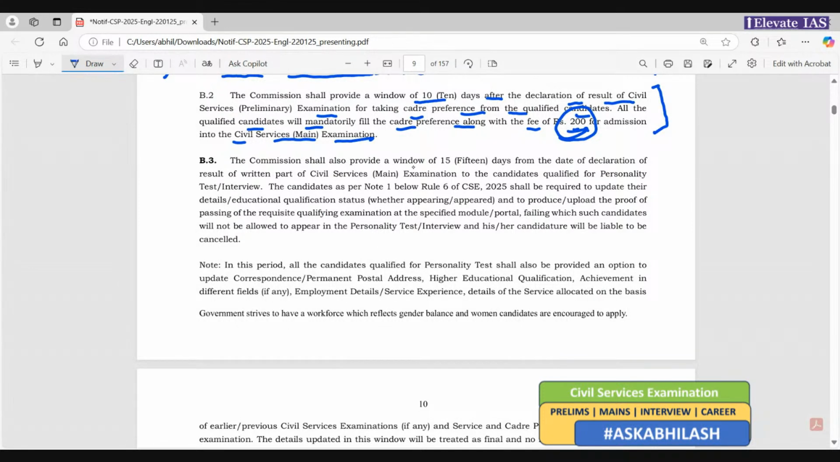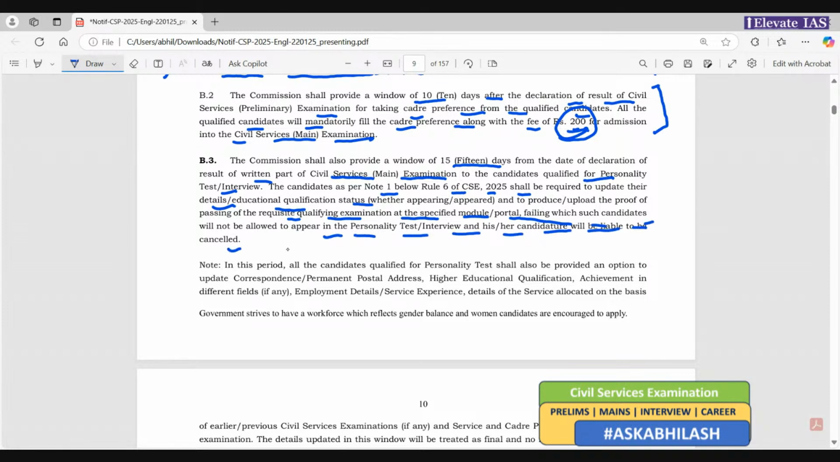The Commission shall also provide a window of 15 days from the date of declaration of result of the main part of civil services main examination for candidates qualified for personality test or interview. The candidate, as per note 1 below rule 6 of CSE 21, shall be required to update their details, educational qualification, whether appeared, or to upload proof of passing of the requisite qualifying examination, failing which they will not be able to take the personality test.